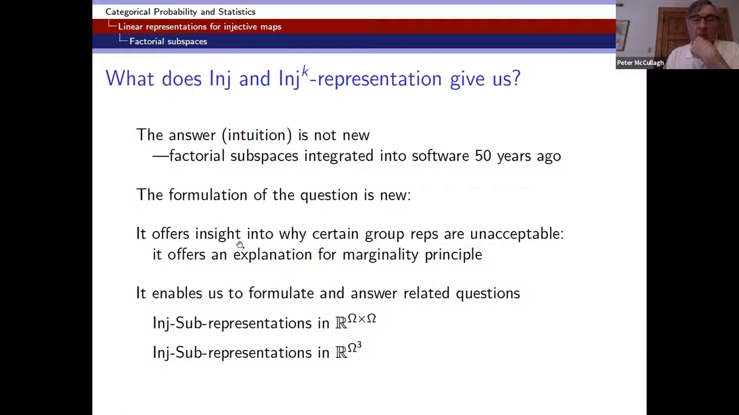And it enables us to formulate and answer related questions, which for example, are the sub-representations of injective maps for functions on the square, where the square is indexed by the same set for the rows and the columns, in one-to-one correspondence. I'm not going to say what they are, because it's conceptually very simple, but the answer is moderately complicated because of isomorphic sub-representations that exist in here. But basically, this thing splits up into the diagonal, the symmetric, and the skew symmetric matrices. And then each of those splits up into sub-representations, which can be combined in various ways.